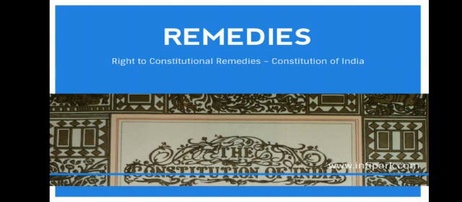The right to constitutional remedies ensures that the High Court and Supreme Court, because the judiciary is considered the watchdog of the constitution, assure that the organization or the government runs as per the direction written or mentioned in the constitution.